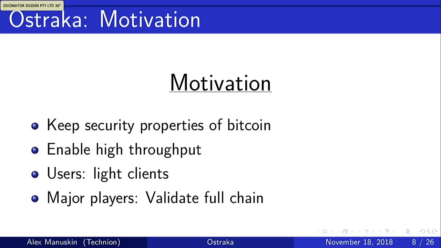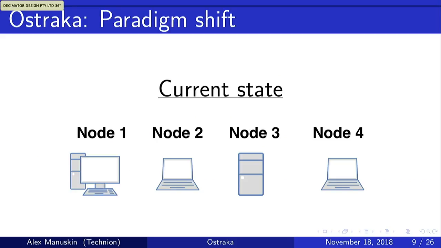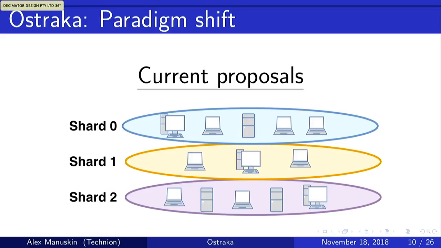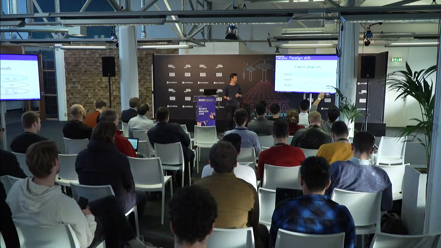So if this is what blockchains look like today, a single chain with small nodes running and validating the chain, this is the sharding solutions that have been proposed, basically splitting the chain between shards and having small systems running on each one of them, with the drawbacks that we have mentioned.